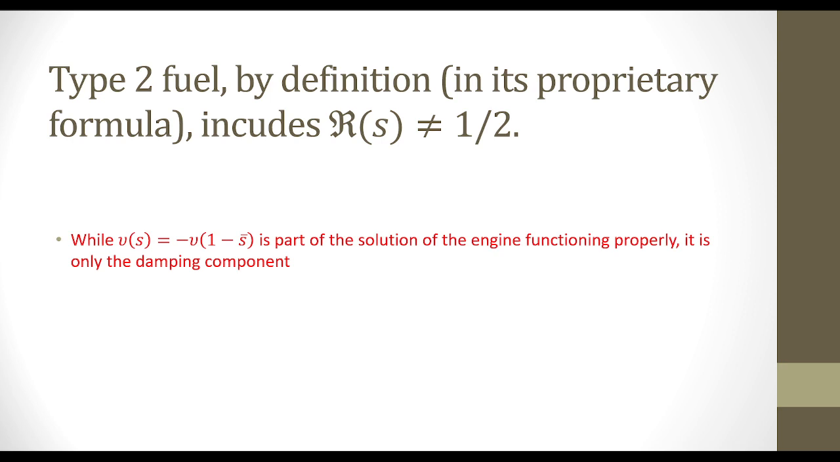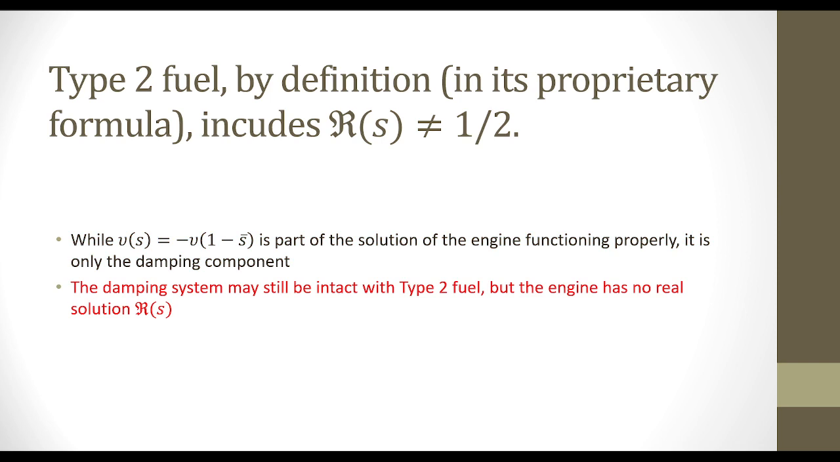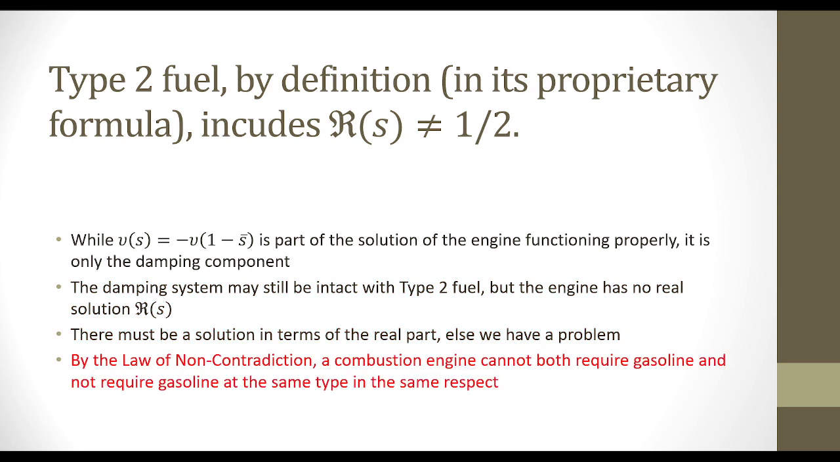While upsilon of s equal to minus upsilon of 1 minus the complex conjugate of s is part of the solution of the engine functioning properly, it is only the damping component. The damping system may still be intact with type 2 fuel, but the engine has no real solution. There must be a solution in terms of the real part, else we have a problem. Because by definition, we need both upsilon and the real part.